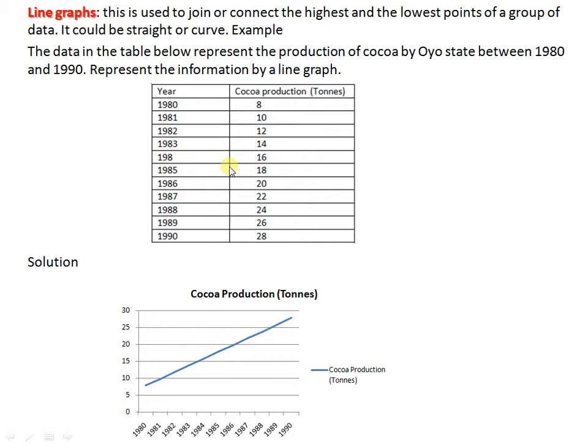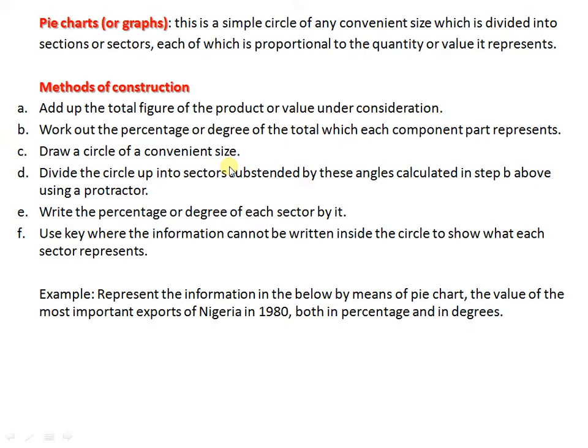Next are pie charts, or pie graphs, which are simply circles of any convenient size, divided into sections or sectors, each of which is proportional to the quantity or value it represents. That's what a pie chart is. Pie charts are actually circles of any convenient size. So this is the method of construction of a pie chart.